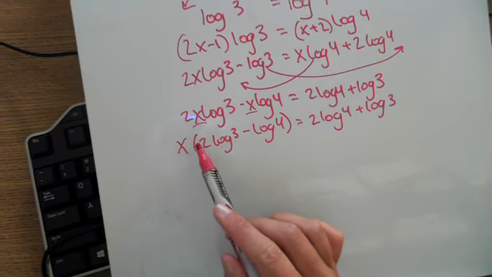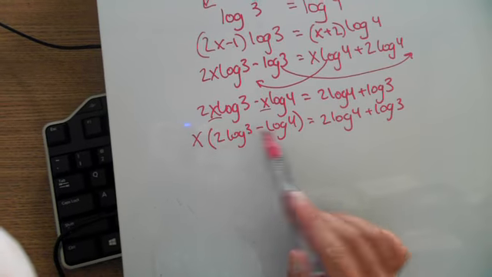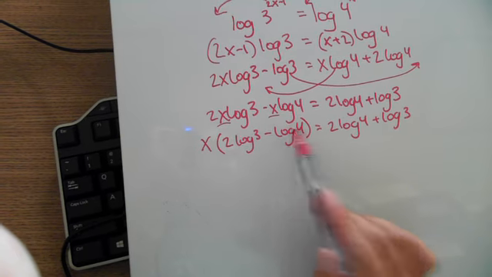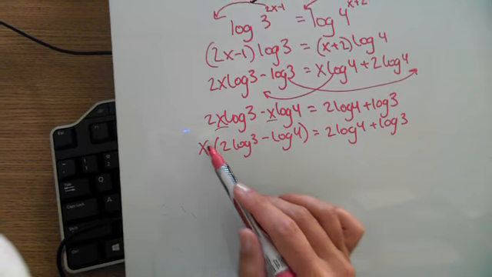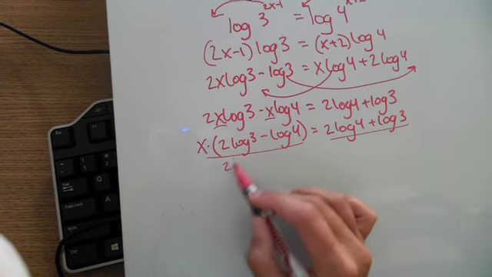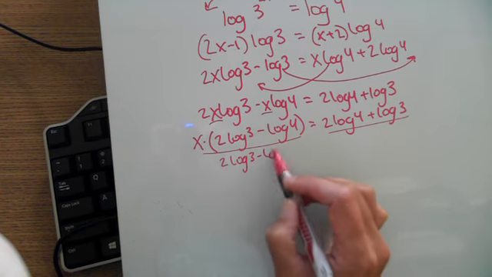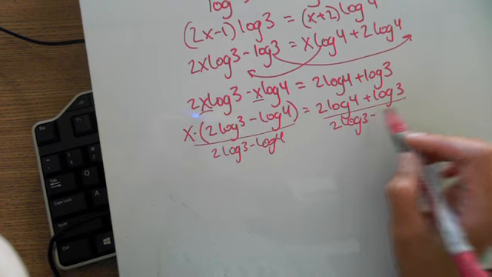We have x times this value. And remember, log base 10 of 3 is a number. So this really is just one value. This over here is just one value. We just haven't found it yet. So now, in order to undo multiplication, we're going to divide both sides by our 2 log of 3 minus log of 4. We're going to do the same thing on the right side.